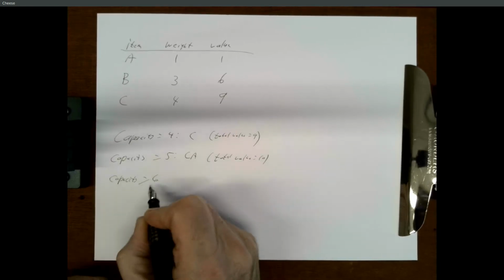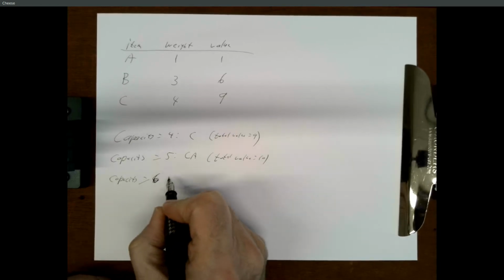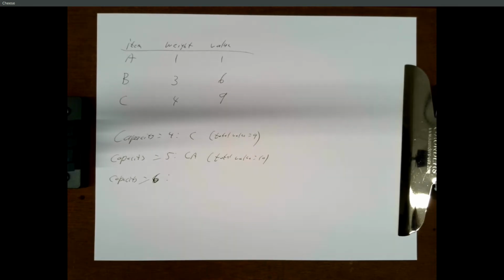What if the capacity is equal to 6? 2 B's? Yeah. 2 B's will get me $12, which is better than I do by taking C and then taking 2 A's. That only gets me $11.